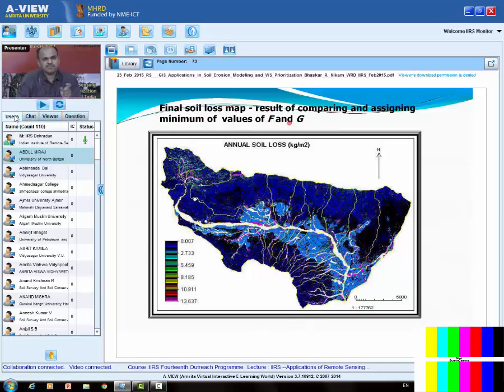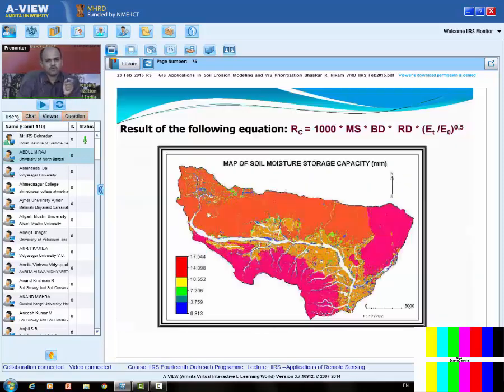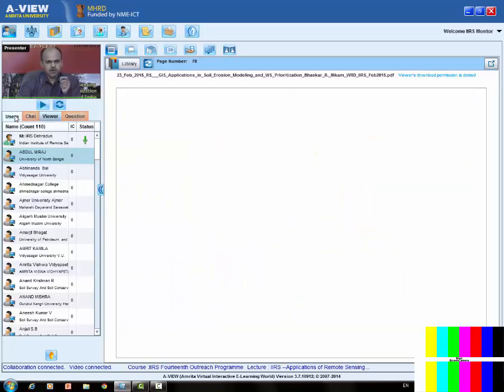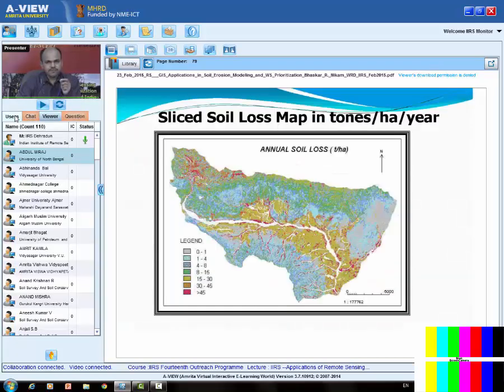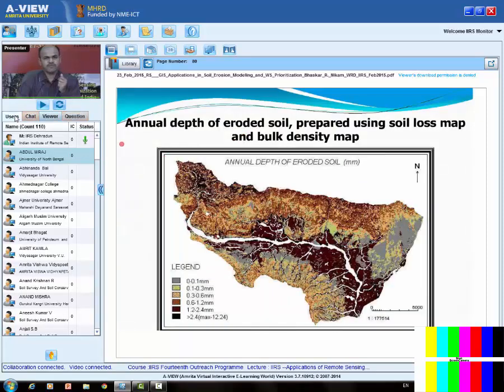So whichever is minimum out of this will be the soil loss from those pixels. So this is a soil loss map, and that soil loss map we have sliced here. You can see we have categorized that soil loss map from 0 to 1 tons per hectare to more than 45 tons per hectare. So there are different classes. You can see these are the classes where high soil erosion or soil loss is being observed.